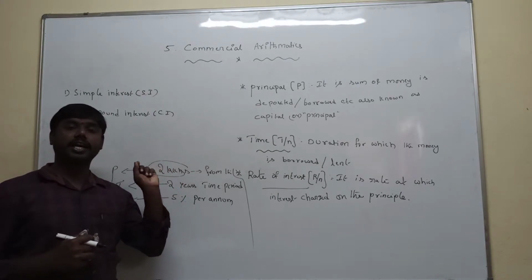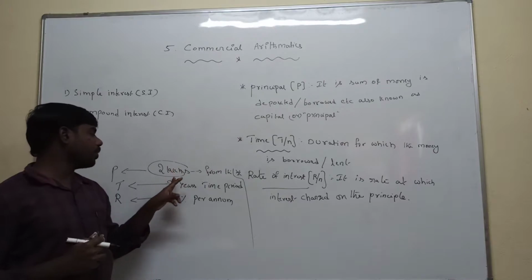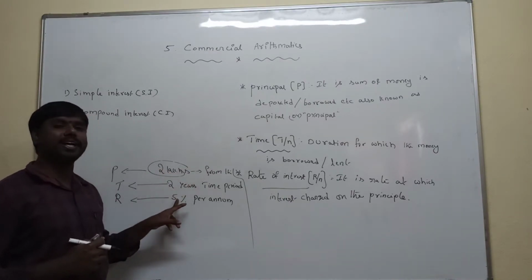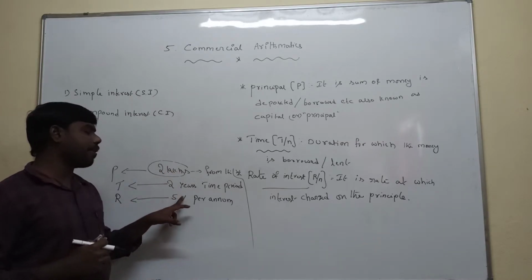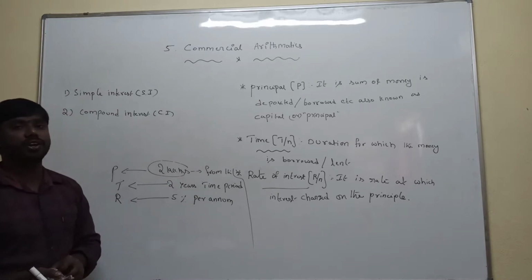That interest is called the rate of interest. The rate of interest is charged only on the principal amount. So if you take 2 lakhs from the bank at 5%, only 5% is charged on the 2 lakhs amount. That is called the rate of interest.